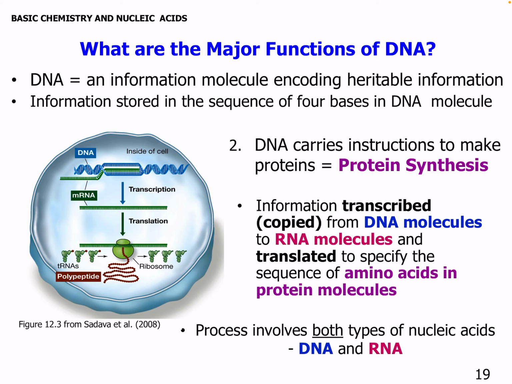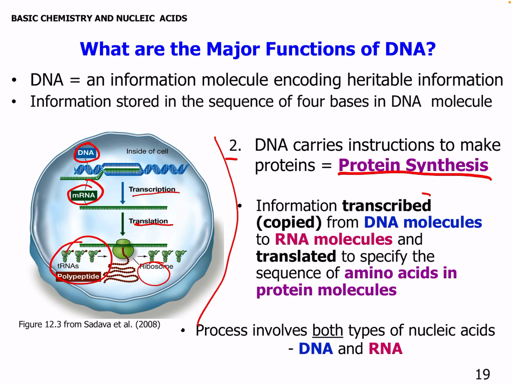So again, DNA is an information molecule. Secondly, our DNA carries instructions to make proteins through protein synthesis. Here's a great summary figure. Here's our parental DNA strand that we inherited. We have our transcription forming an mRNA. Then we have our translation, where we have transfer RNAs and our ribosome. But we'll get into more detail.